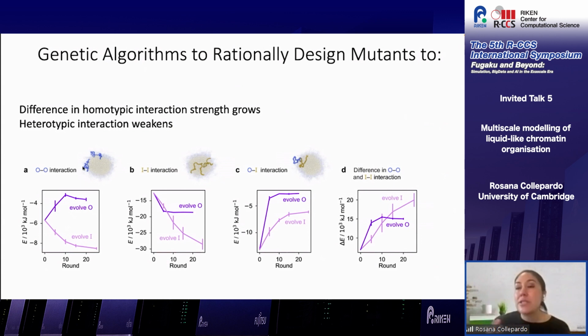In particular, for multiphase condensates, our techniques suggest that the difference in homotypic interactions between the proteins that you are mixing grows as you evolve them towards multiphasicity, and the heterotypic interactions weaken as you evolve them towards multiphasicity.